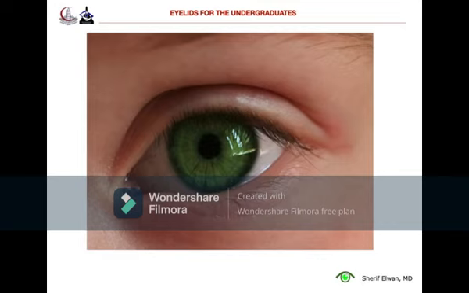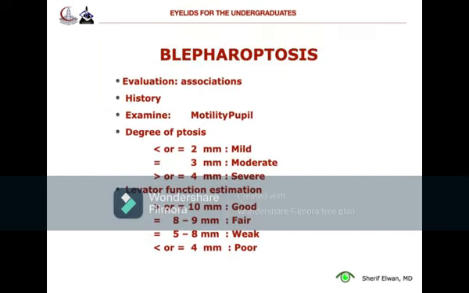Now, to measure ptosis, you should go through the center of the pupil. How do we evaluate a condition of blepharoptosis? Number one, you have to evaluate associations, that is, mobility of the extraocular muscles, that is, any sort of squint, and then take a history of the ptosis process. How long has it been, or any associations?